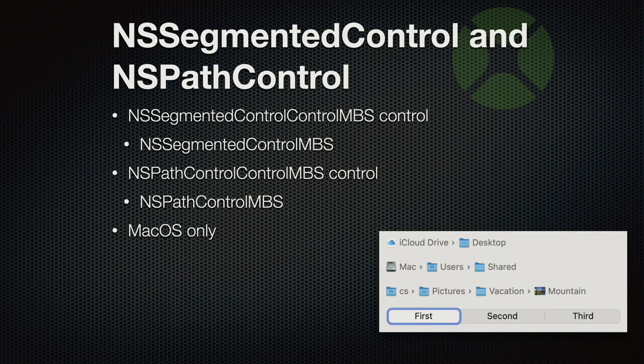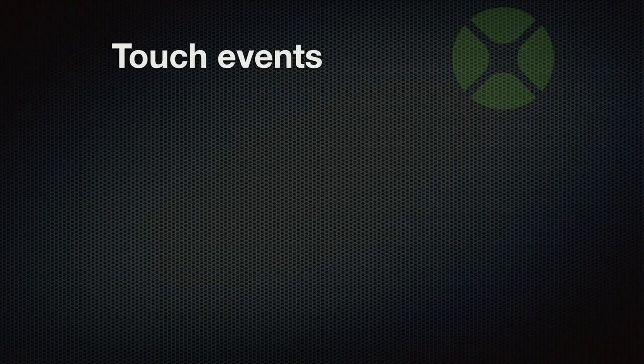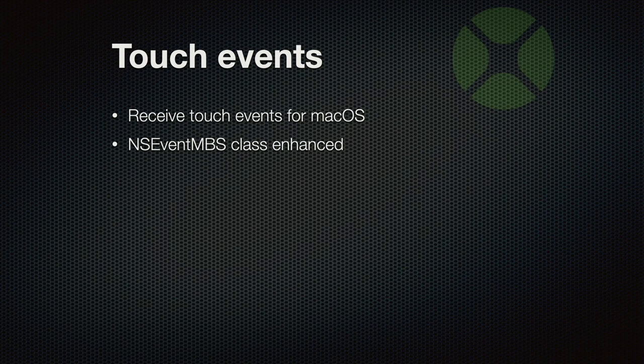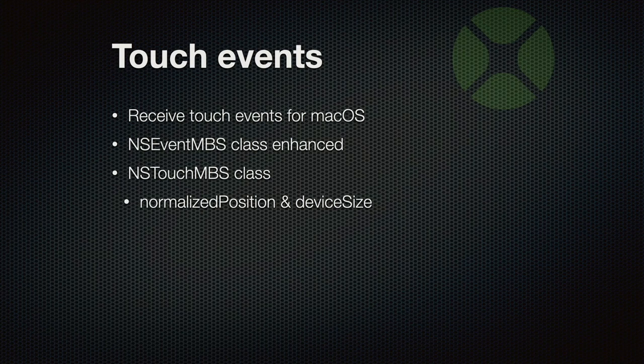Then another thing we have is touch events. So you know all your Macs, your MacBooks have big touchpads, and you can actually get more out of them than just mouse clicks. So you can receive touch events on macOS, not just on iOS. And so our NSEvent class got updated with new methods, and we got a new NSTouch class. And this class now has properties like a normalized position and the device size. So you can actually know how big the touchpad is and where the user is on the touchpad, which allows you to do nice things like drawing on the touchpad.